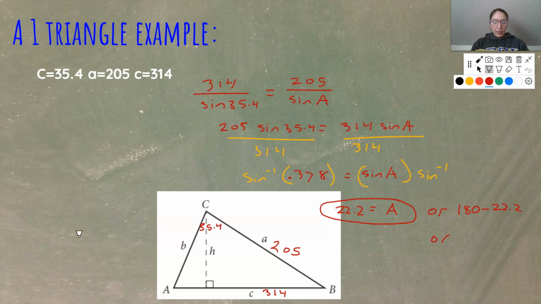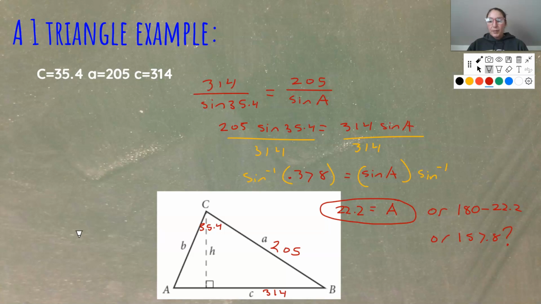So 180 minus 22.2, that's 157.8. And now you see, is that a valid angle? Well, 22.2 works, right? Because 22.2 plus 35.4, this angle would be something else, but we can get 3 angles that would add to 180 and everything's totally fine.